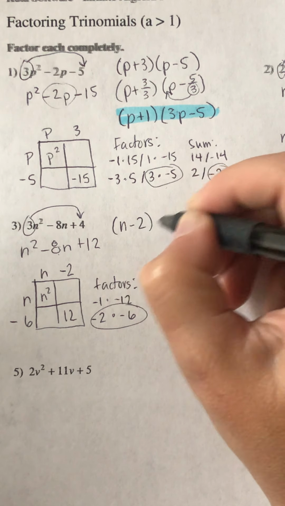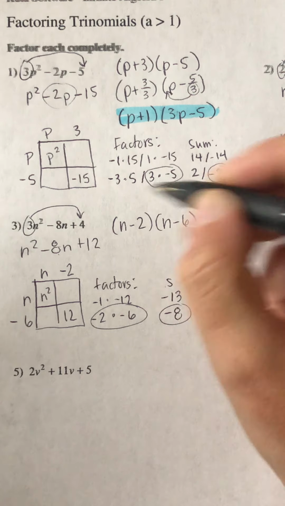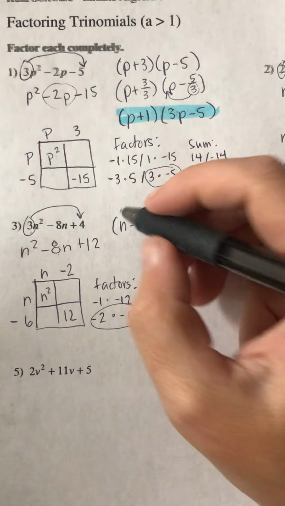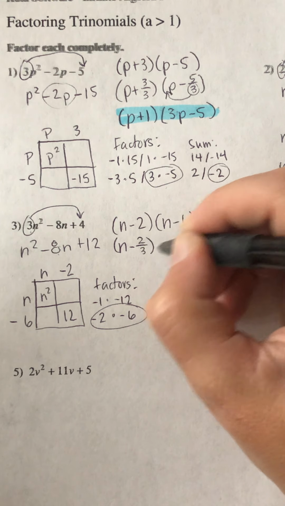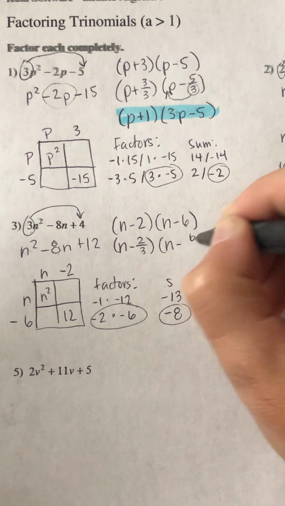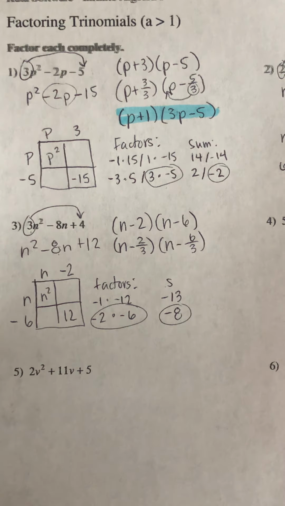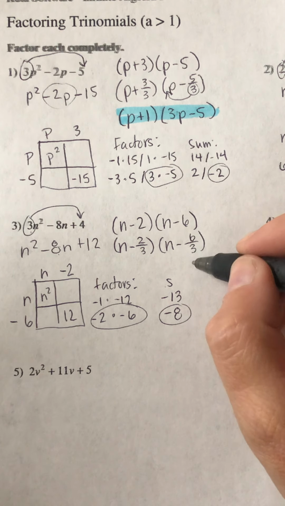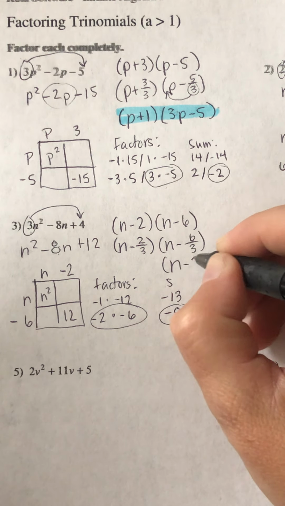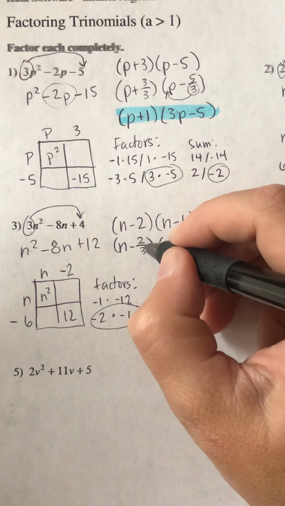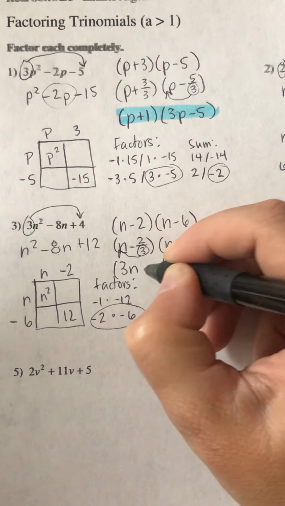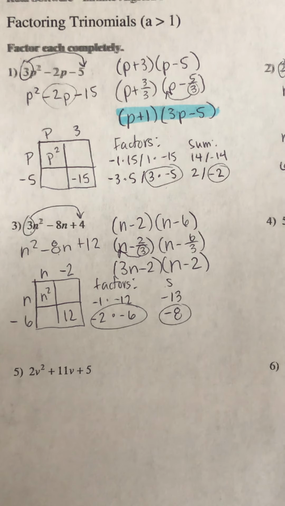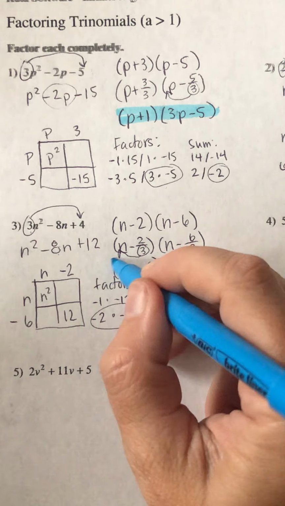n minus 2 times n minus 6, and we're going to divide both of our numbers by 3. n minus 2 over 3, n minus 6 over 3. And we're going to simplify where we can. We can simplify this down to n minus 2. This one can't be, so we're going to take that 3 and move it in front of the n. 3n minus 2. That becomes our final answer.